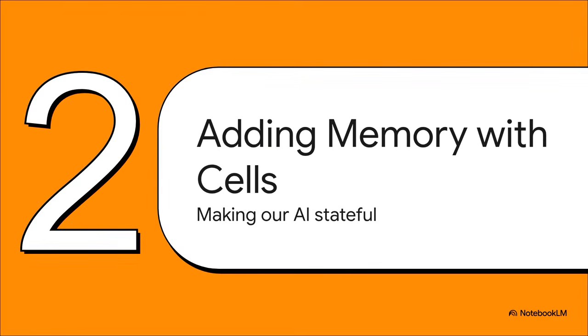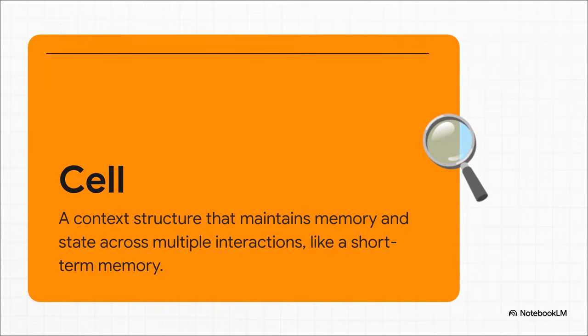All right. Now for the part that changes everything. This is where we make the leap from a simple script to a real application. We're going to add memory by building what we'll call cells. A cell is simply a structure that maintains state across multiple turns. And again, for a back-end engineer, the analogy is perfect. Think of it as a user session. It's a dedicated space where you can store information that needs to persist from one request to the next, giving the whole conversation a short-term memory.